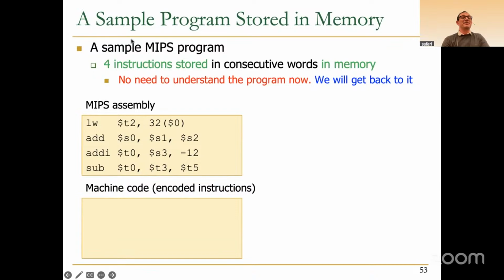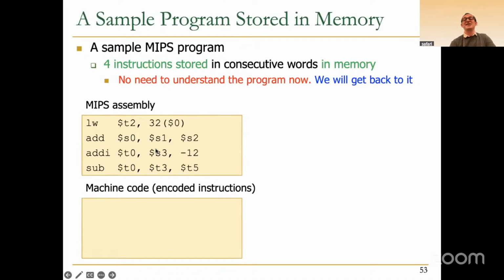So this is a sample MIPS program. You have 4 instructions stored in consecutive words in memory. It's essentially assembly code. The MIPS ISA would specify what these are. This is a load instruction, this is an add instruction, this is an add immediate instruction, this is a subtract instruction. Hopefully we're going to see a lot of these. There's no need to understand this program now. We will get back to it.